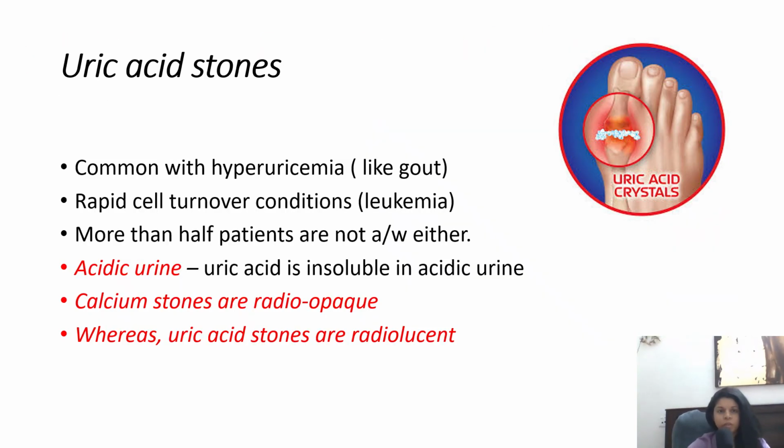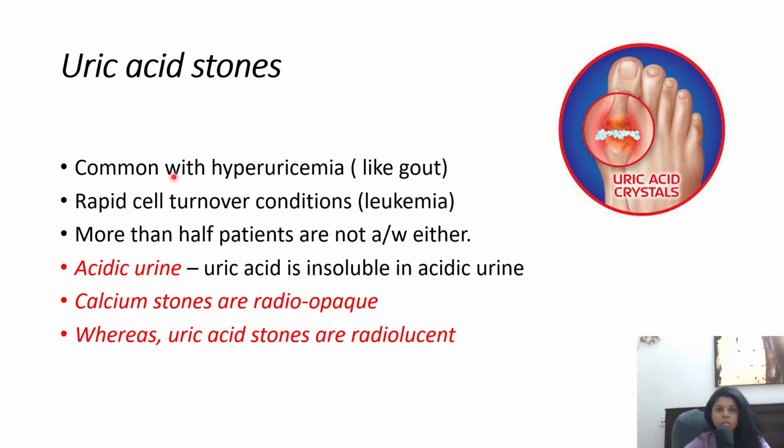So staghorn calculi, or the struvite stone, or magnesium ammonium phosphate stone, or triple phosphate stone. Okay. So that was the second, and I said that magnesium ammonium phosphate stones are produced in alkaline urine. Okay, all other stones, that is calcium oxalate stone, uric acid stone, and the cystine stones, are formed in acidic urine.